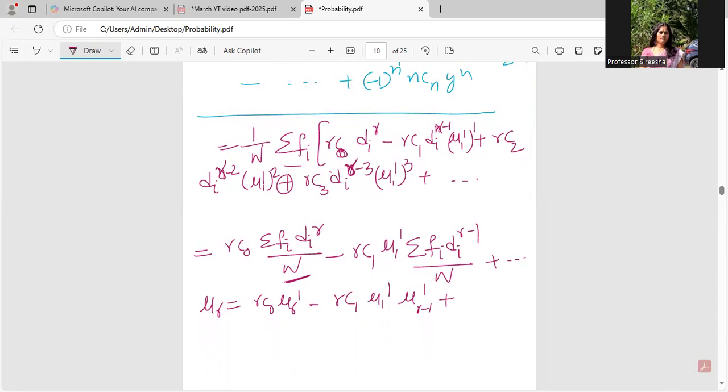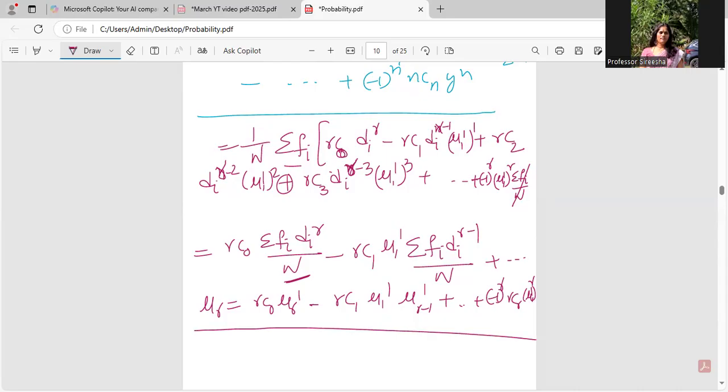Of course, for the last term, what can happen? Minus 1 power r, RCR is 1. Mu1 prime power r will be there, summation Fi by n will be there. This value will come to be 1. So I'll be left with the last term: minus 1 power r, RCR, mu1 prime power r. This is what I will have.